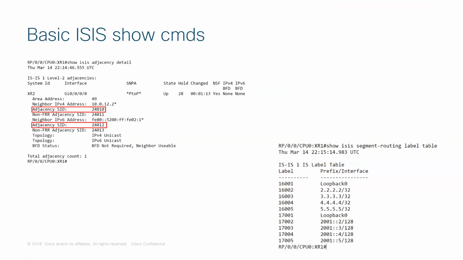Basic ISIS show commands to check node SID and adjacency SID: you do show isis adjacency detail. You will see the adjacency SID. And if you want to see the node SIDs, do show isis segment-routing label table. It will tell you all the node SIDs of the entire topology, not just itself.